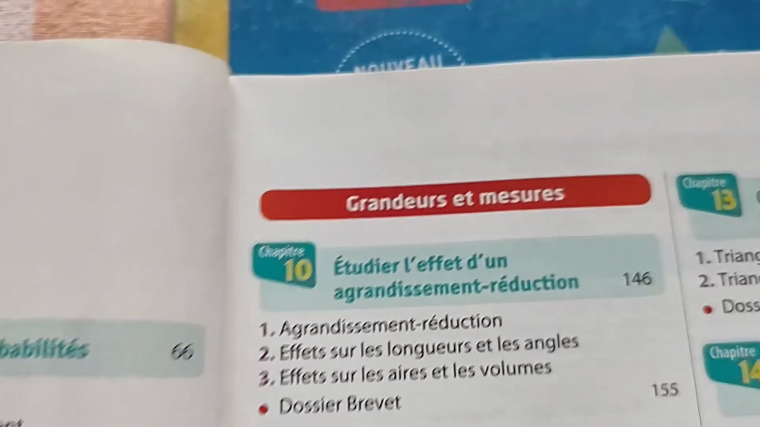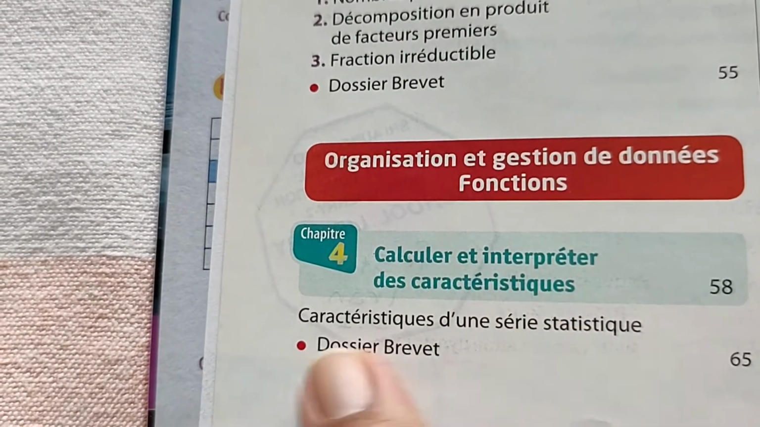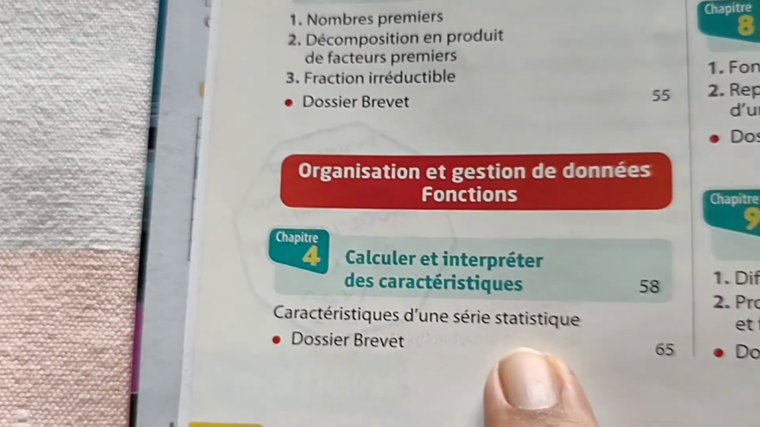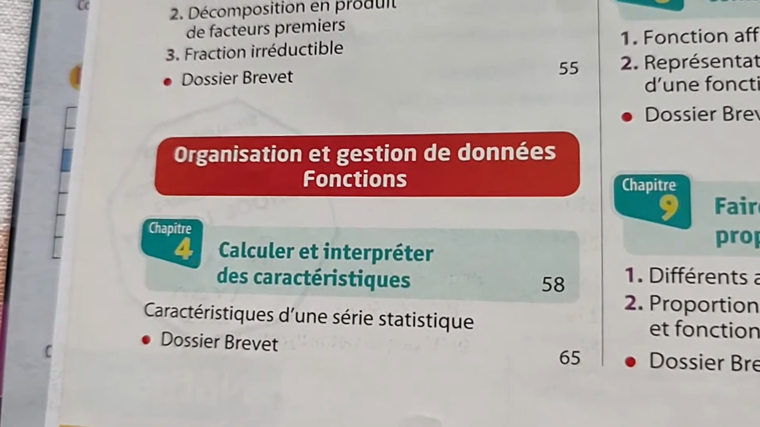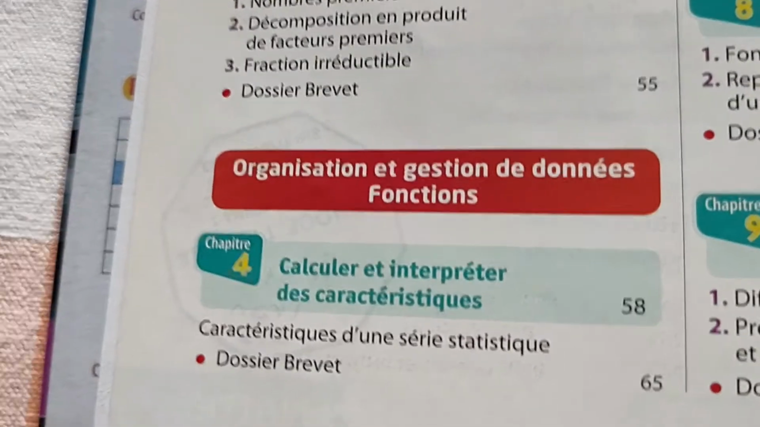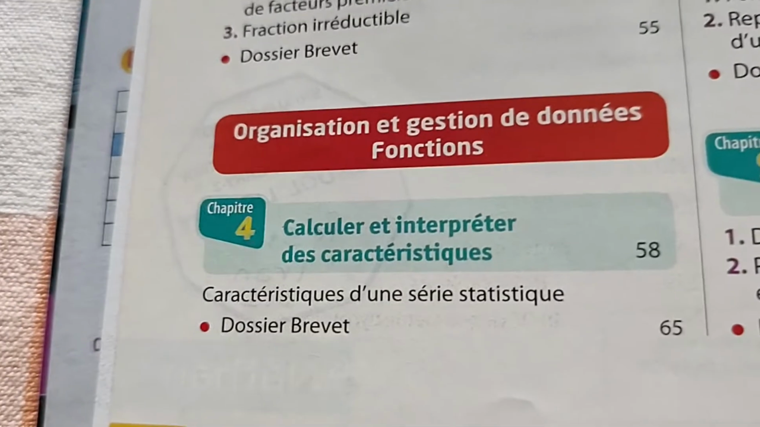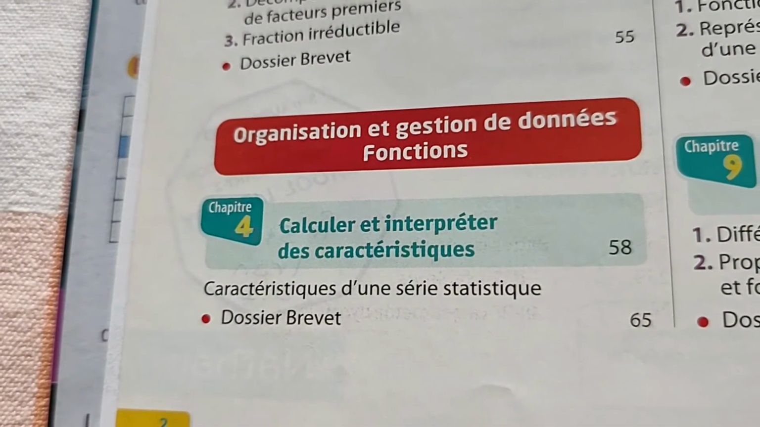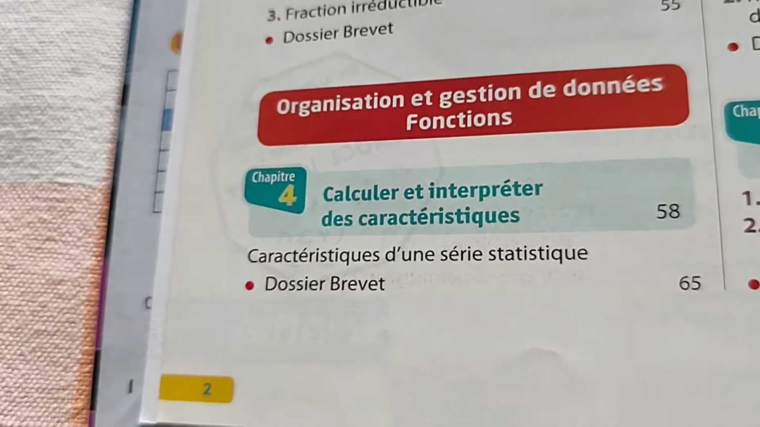We did that. Then we came back to chapter 4, which was calculer, interpréter des caractéristiques d'une série statistique. Remember what this was? This was when we did moyenne et médiane. We looked at, these are the most simple statistical operations. So you got a little bit of an introduction into statistics.